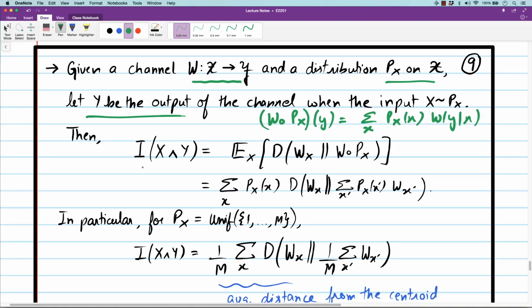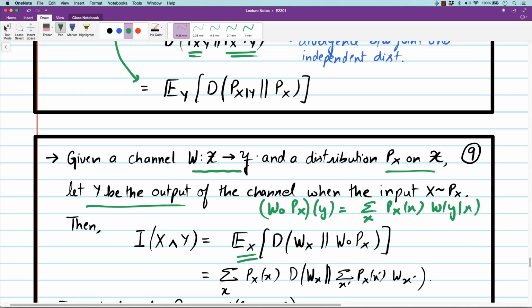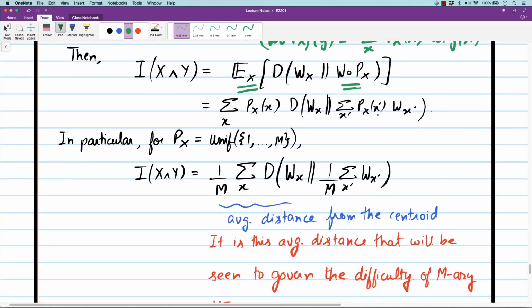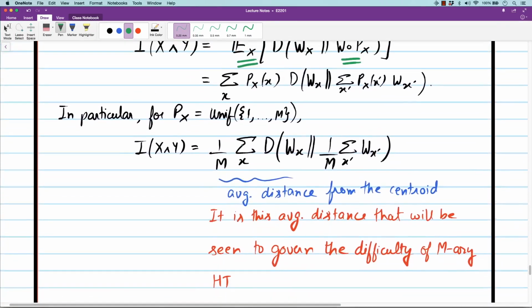So with this notation, mutual information, as we just saw, is the average divergence, averaged with respect to x, of the output distribution given x, that is Wx, and the overall output distribution, that's W of Px. So this can be written as the summation over x of Px times the divergence between Wx and the averaged output. In particular, if x is uniform, then this can be written as 1 by M times the summation over x, where x only takes values uniform over 1 to M. Now this is that geometric notion of distance we were looking for.